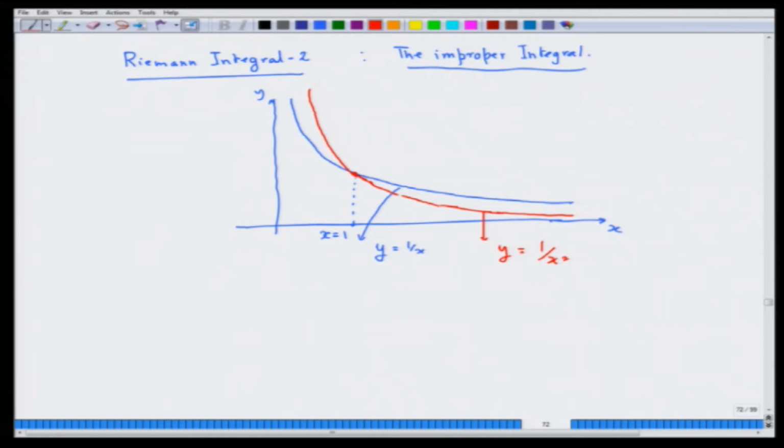What do you mean by this? So, essentially I am telling you, can you compute the following integrals? Do these integrals have any meaning?